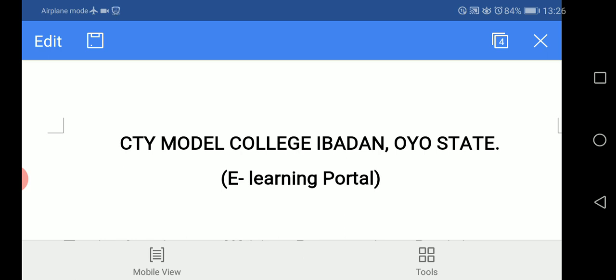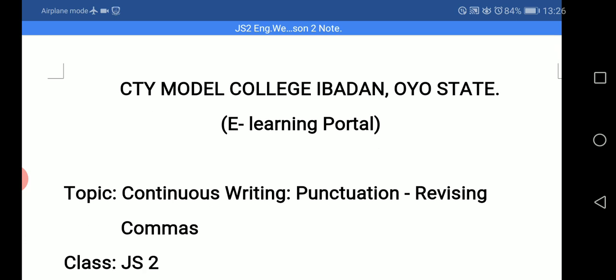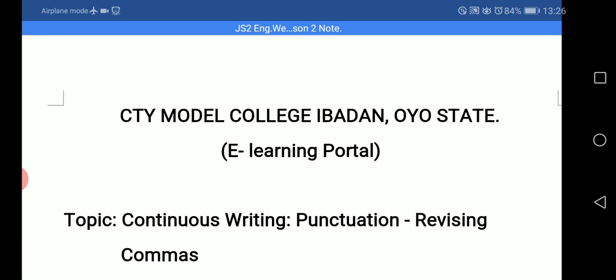It's another English studies class. Our topic for today is continuous writing, punctuation, revising commas. This can be found on page 172 of your NUSEC JS2 textbook.